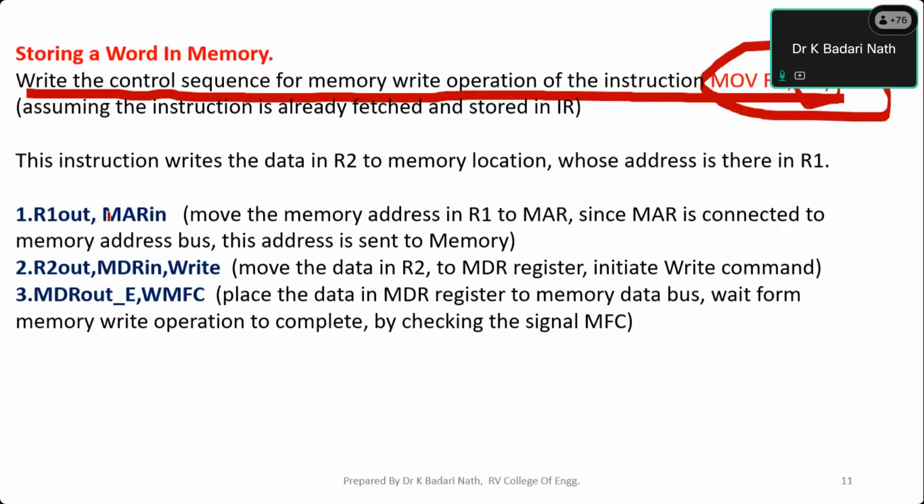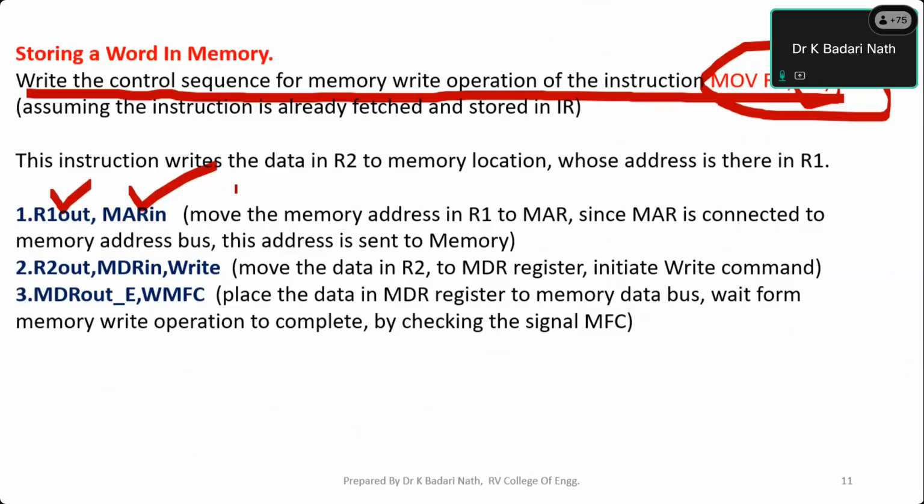So the memory location required is present as an address in the R1 register. I will take R1 out and write into the MAR in. Then the address of the memory location in R1 will be placed on the address bus through the MAR register. R1 is out, the internal bus is used, and then I write to the MAR. Now the bus contains the address.